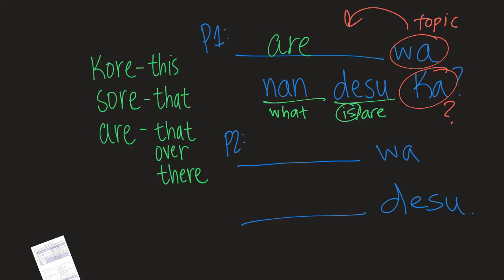So person 2 will say, that over there is a neko, or a cat. So if we want to say that over there, that's going to be the topic of our sentence. So we're going to say are wa, and what is that over there? It's a cat, or neko. So we're going to say are wa neko desu.